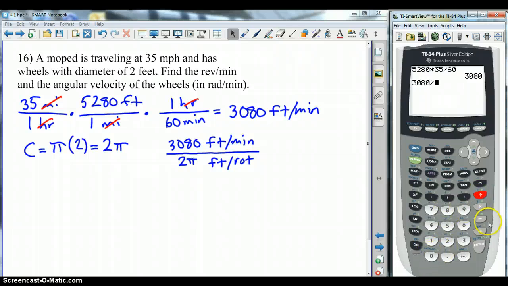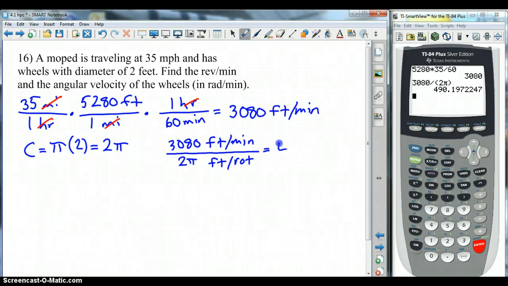There's a really simple mistake to make on this calculation. It looks simple, but remember, when you punch buttons in your calculator, it's going to follow order of operations, so we need to put 2 pi in parentheses to avoid the situation of divided by 2 times pi. And so there we go. That is our rotations per minute, or I guess I've called it revolutions, 490 revolutions per minute. Rotations, revolutions, those two words can be used interchangeably.